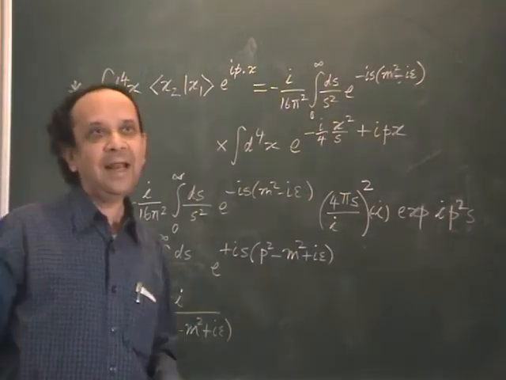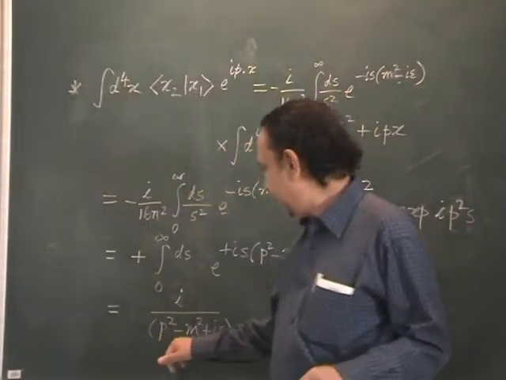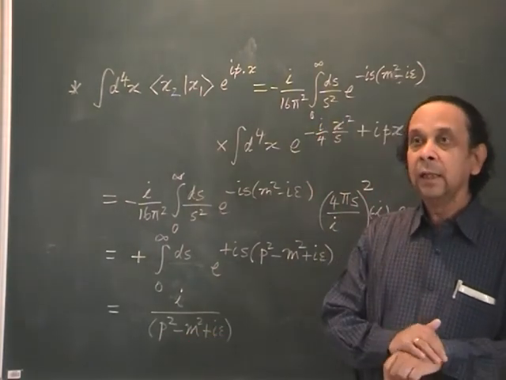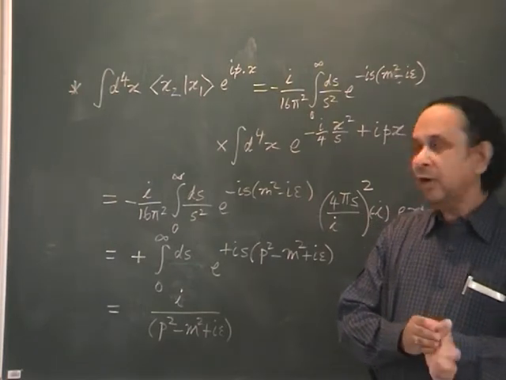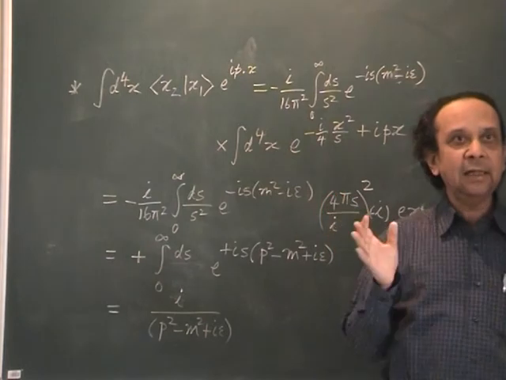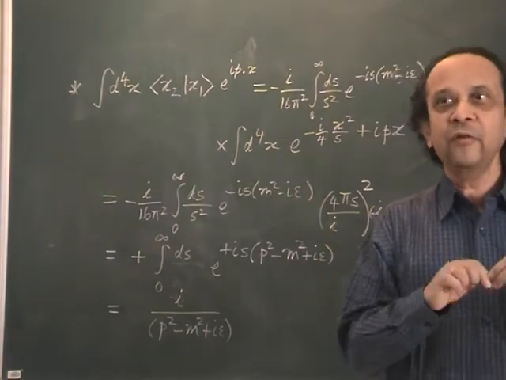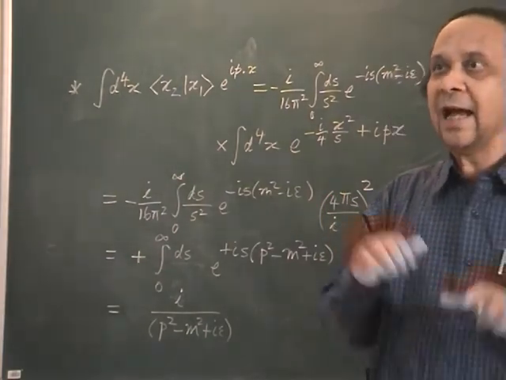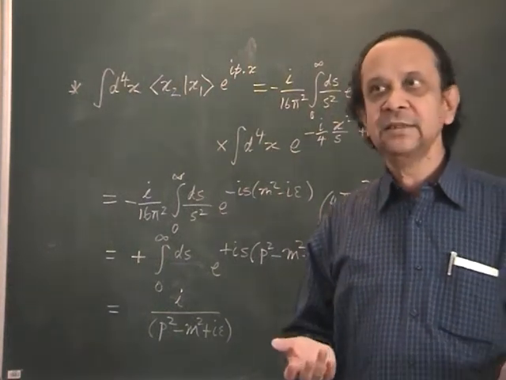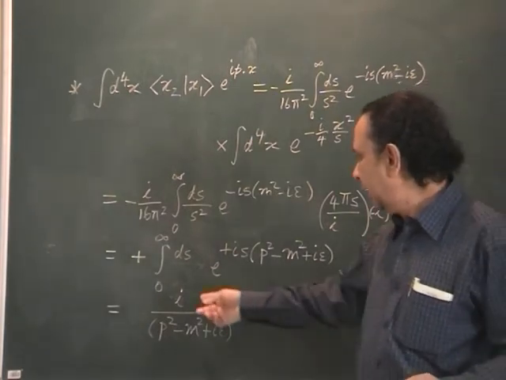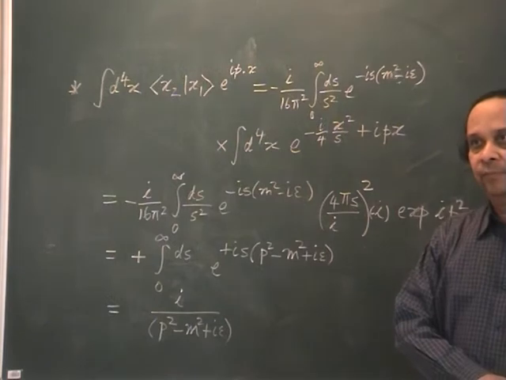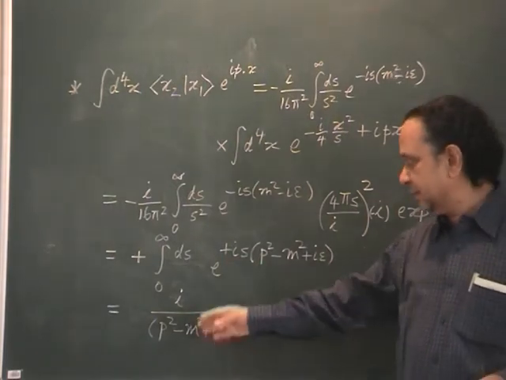So you get the final answer to be this, and the answer here has a 1 upon p square minus m square plus I epsilon. So what does this mean? What it is giving you here is that even though the original propagator to go from x1 to x2 was a Hankel function, if you look at the propagator in the momentum space, the expression is remarkably simple. It is just I over p square minus m square plus I epsilon. So the momentum space propagator is just this.